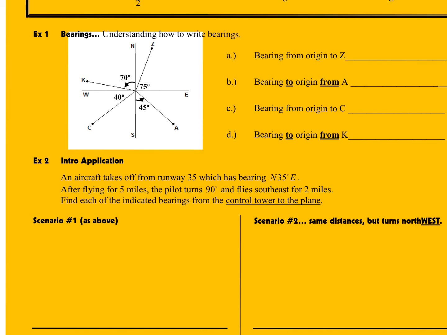So for starters, when we look at a bearing, an important thing to understand is that bearings are always going to be measured. It's going to be an angle between a path of travel and the vertical. It's never going to be an angle formed with the horizontal axis. So that's a really important detail to remember.